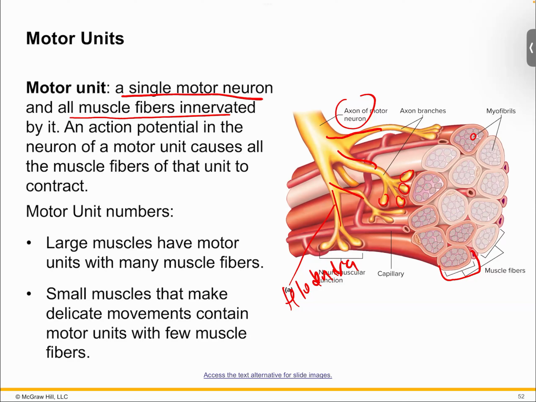Now you can think of a motor unit as a group or a cluster of muscle fibers that are working together, just like you can think of a pitching rotation as a group of baseball pitchers that work together as a group, right? They are the starters. They're the ones to start the baseball game. And just like that, with motor units, you have multiple motor units in a muscle itself. So your muscles, especially your skeletal muscles, are organized into multiple motor units.